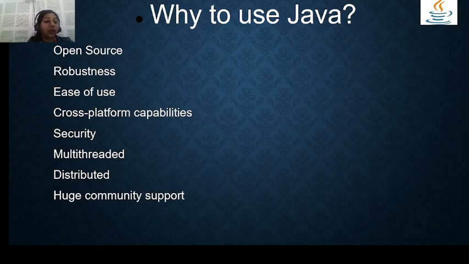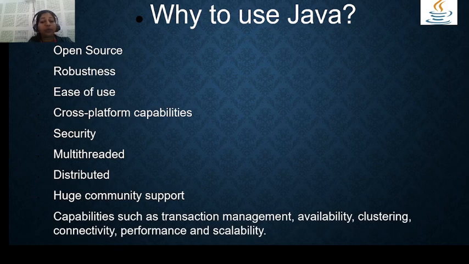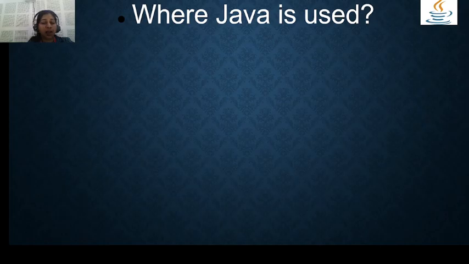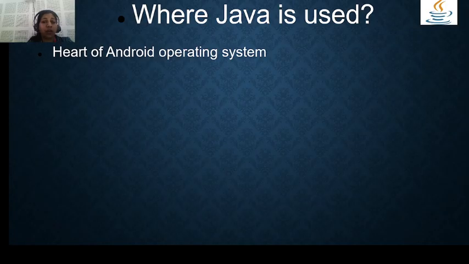Okay, huge community support, because Java offers an extensive online community of developer forums, tutorials, blogs, and websites, with around 10 million Java developers. So there is a huge scope of IT jobs in it also. It also offers capabilities such as transaction management, availability, clustering, connectivity, performance, and scalability. Hence Java is popular. So where is Java used? Mostly everywhere in the world.